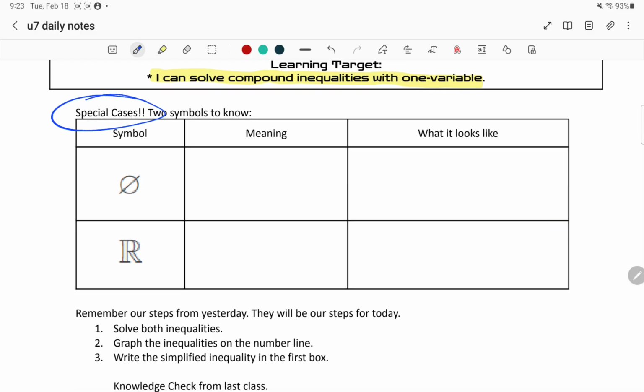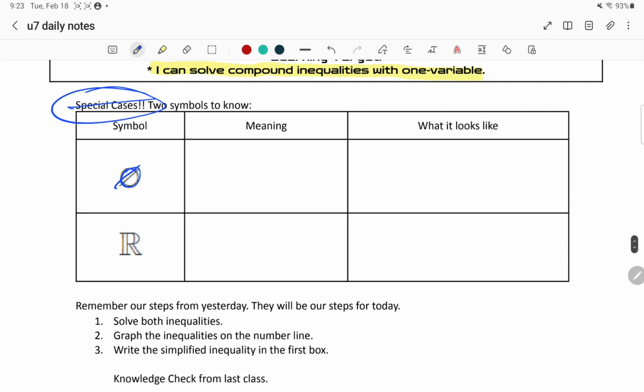I call them special cases. They're not special cases. It's just other things that can happen. Okay? So this symbol, we need to know these symbols because they're in Delta Math. I snipped these from Delta Math, so you need to know what they are. A zero or a circle with a line through it means no solution. You can call it anything. At the end of the day, it means the same thing. Null is its official name. Null means nothing. Okay, so no solution, nothing.